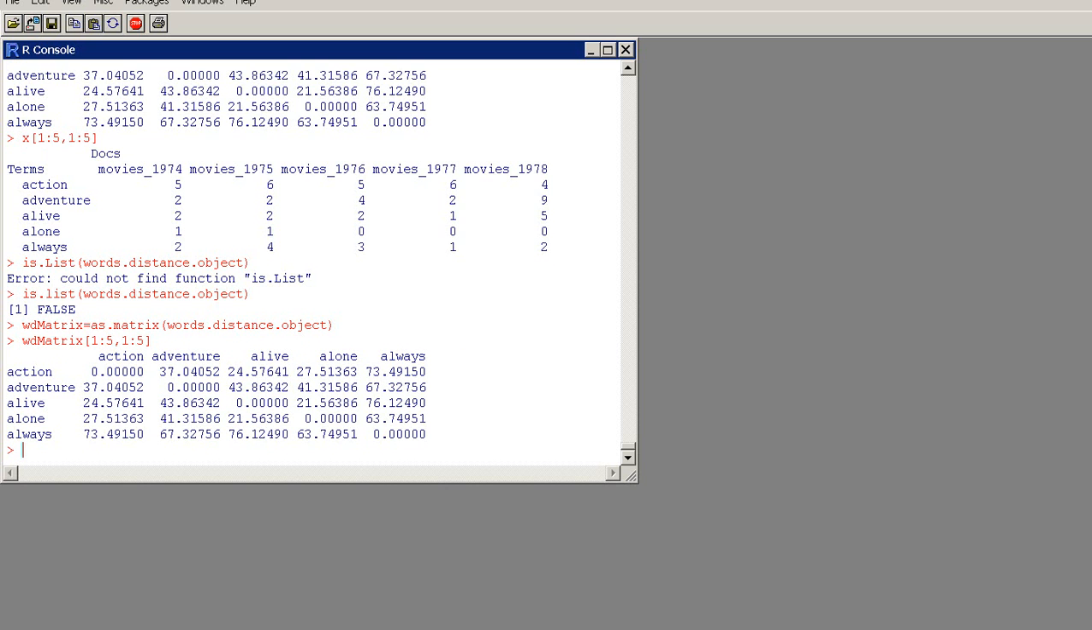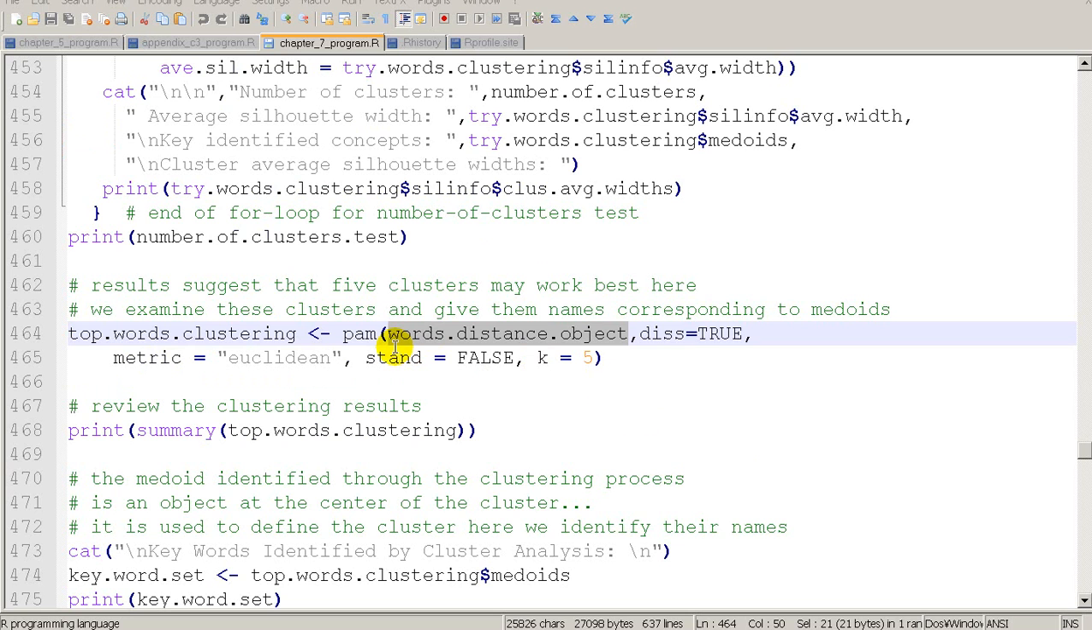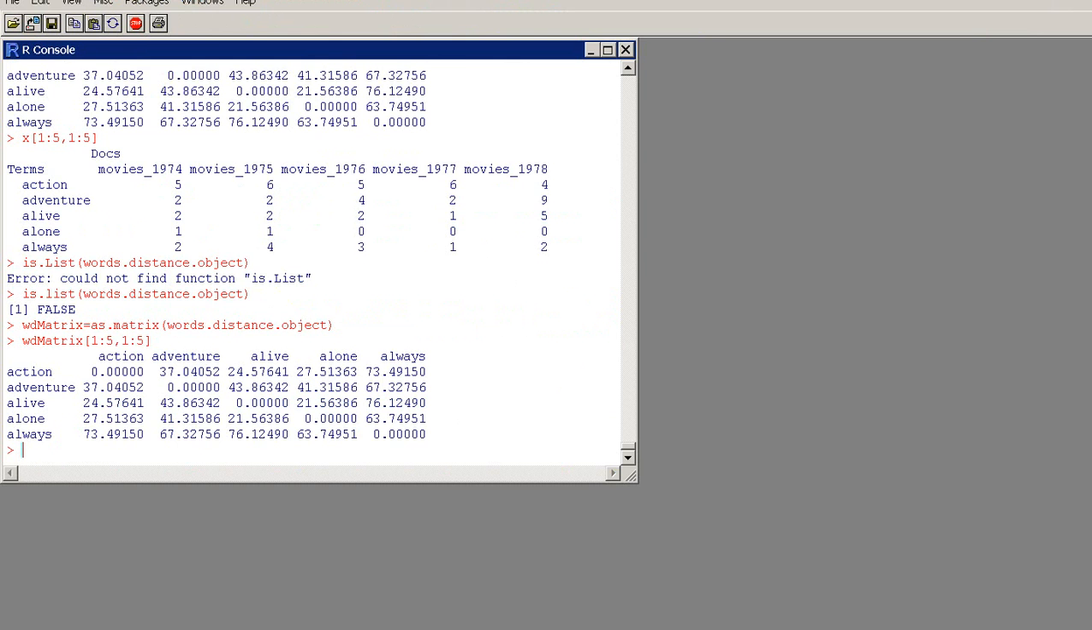So that's a pretty cool idea, and I guess that's what he's doing, because, as I said, he is clustering this words distance object. Now I did one thing to it beforehand. I made it into a matrix, but that was so that I could view it. I suppose it's really the same thing, and anyway, that is what he's clustering. I'm pretty sure of that.